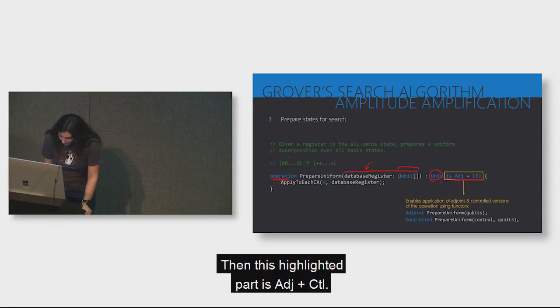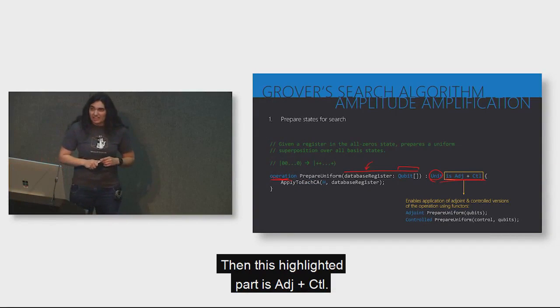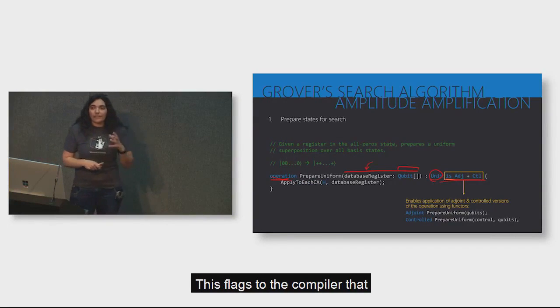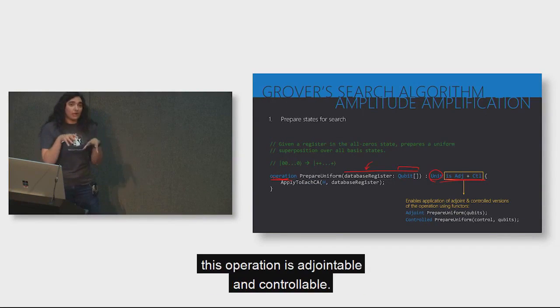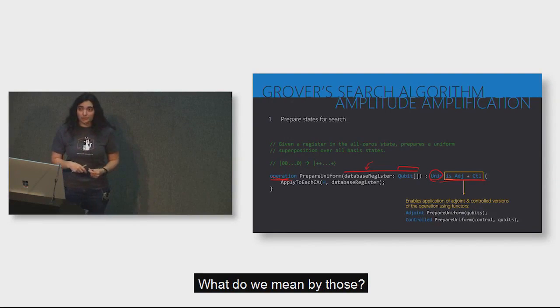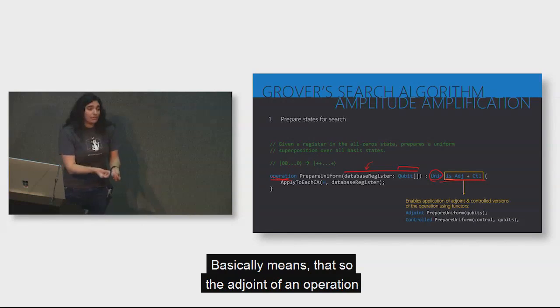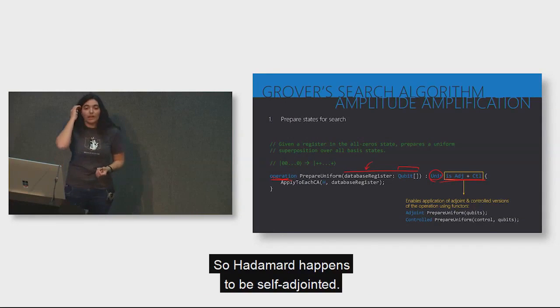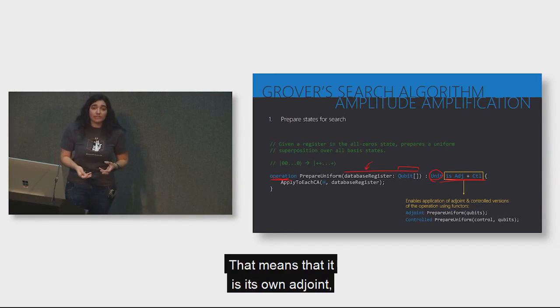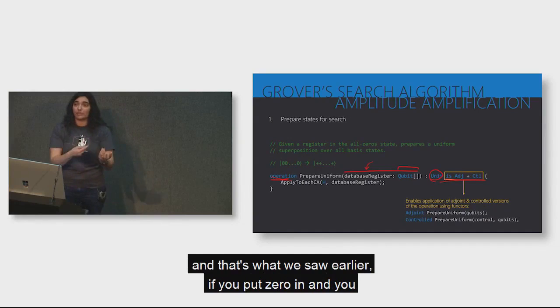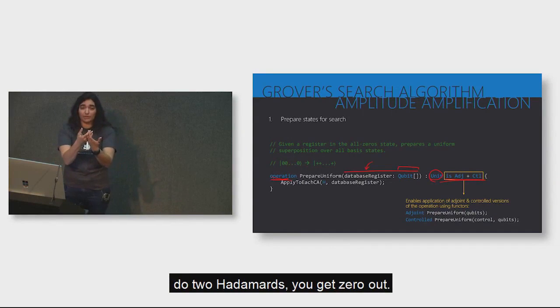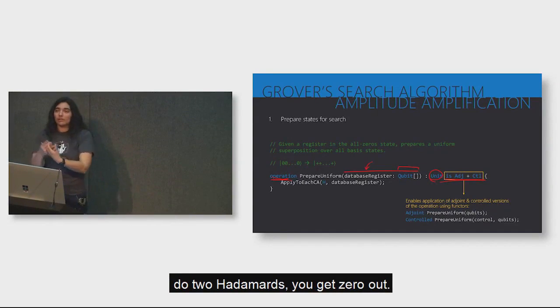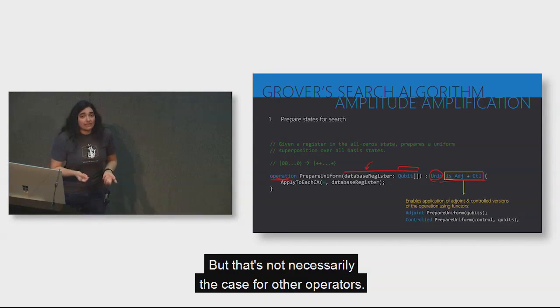Then this highlighted part is ADJ and CTL. This is an important one. This flags to the compiler that this operation is adjointable and controllable. What do we mean by those? Basically, the adjoint of an operation you can think of as its reverse, right? So Hadamard happens to be self-adjoint. That means that it is its own adjoint. So you do Hadamard twice, and as we saw earlier, if you put 0 in and you do 2 Hadamards, you get 0 out. But that's not necessarily the case for other operators.